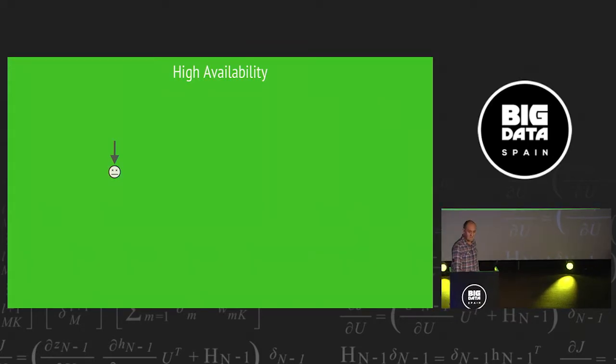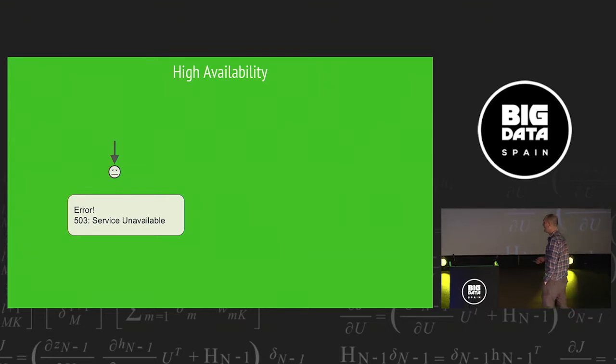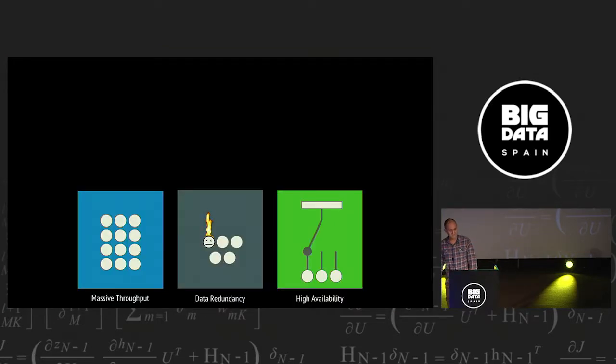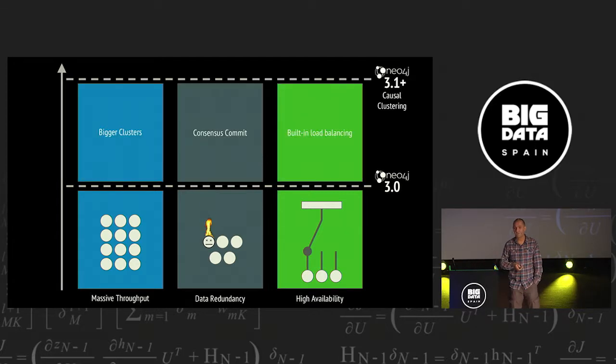For availability, if I have one machine and it goes down, my app experiences a 503 server error, no availability from the point of view of the application. If I've got lots of copies and one goes down, I can switch over to another and maintain service. Now, in Neo4j, we've been working on this for years. We're working on Neo4j 3 at the moment. In Neo4j 3.1 onwards, we have a very novel network architecture that supports this, called causal clustering. And this is what I will be talking about today.